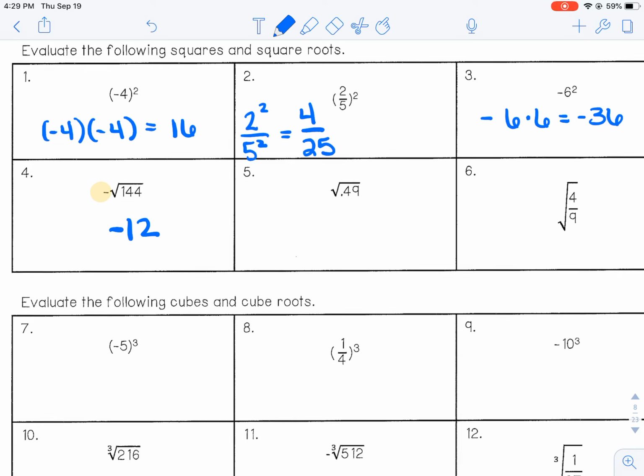Okay, the square root of 0.49. We know that the square root of 49 is 7, so the square root of 0.49 would be 0.7.